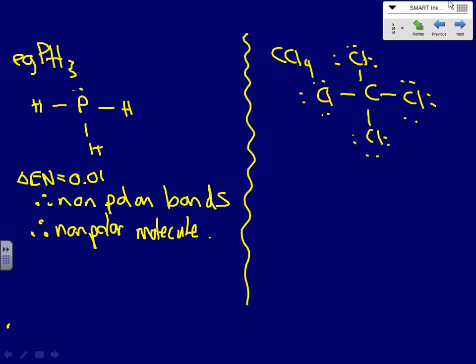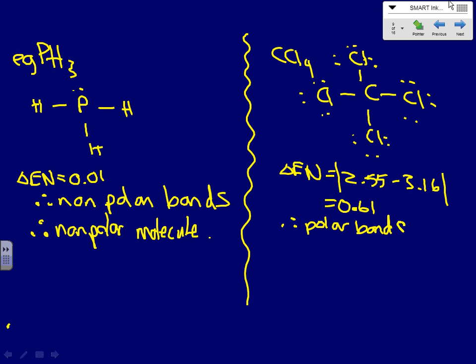Delta EN. Calculate the delta EN. Carbon, we've come across, I can't remember the numbers. 2.55 for carbon. 2.55, chlorine, 3.16. I think I remember that one. And what is the delta EN? 0.61. Where does that sit on my continuum? It sits in the polar region. Remember, it's 0.2 to 1.7. Which means I have to say, therefore, polar bonds. All right. It has the potential to be polar.